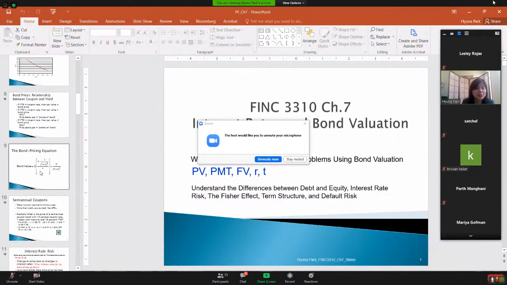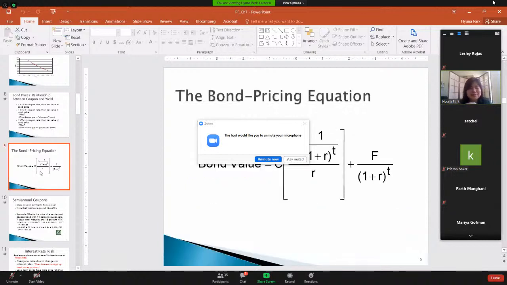And let me show you just an example. So in slide 9, what's the value of a bond? That means present value, bond value, bond price. It's a present value. So you now pay this amount, the present value, to buy a bond.